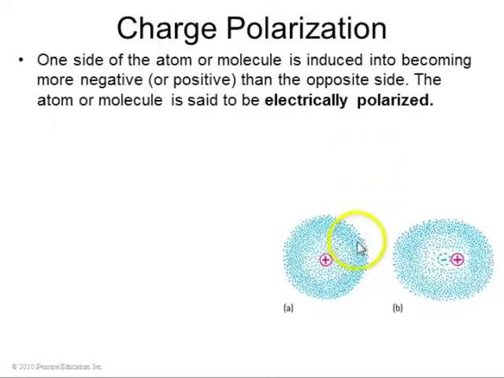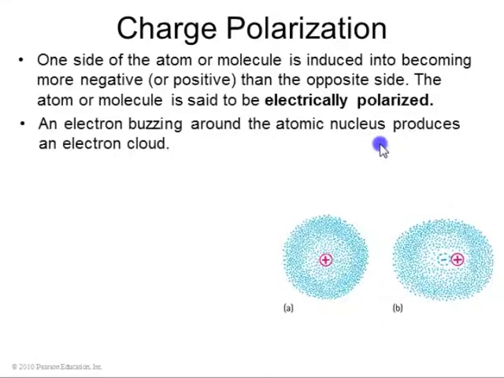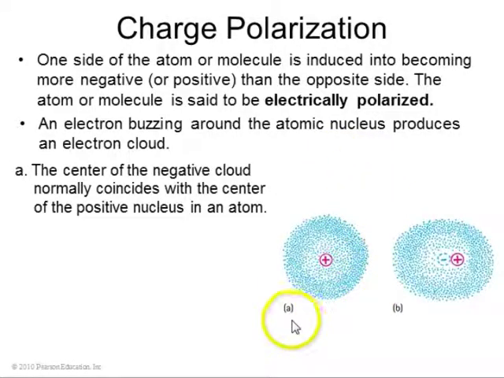Charge polarization. So an atom can be polarized. And what that means is, for example, here's atom A. It has an electron or some electrons that are orbiting around a nucleus. And the center of this cloud of electrons is centered right on the positive nucleus.